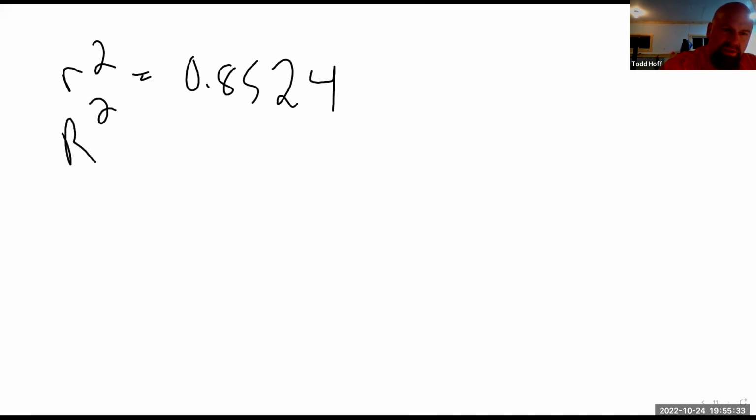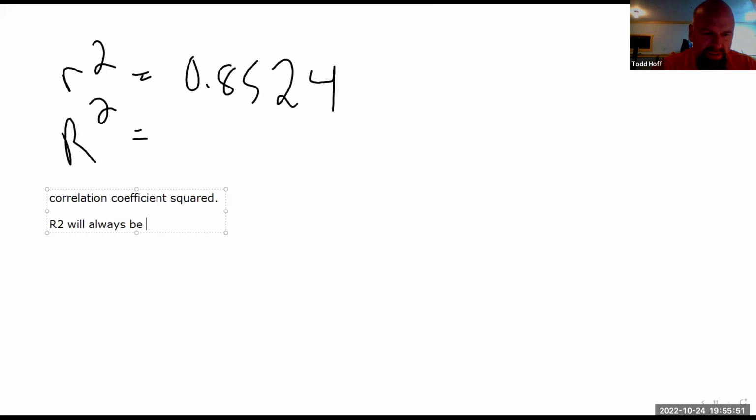So R squared is 0.8524. Well, R squared most of the time is given as a capital R, by the way. Capital R squared. I mean, it literally is the correlation coefficient squared. The difference, of course, is R squared will always be positive, and it represents a percent. And what it actually represents is what we call the coefficient of determination.